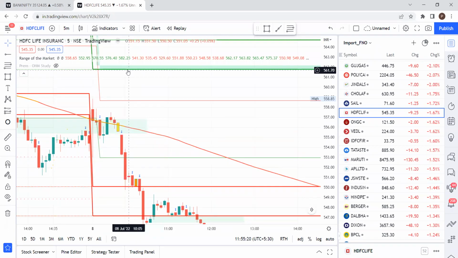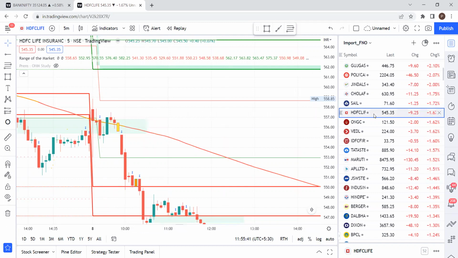Getting it? You're getting the point why I'm saying 2%. When a stock moves up from here, a rejection will be at 1% or 2%. That is where the rejection will happen. So when the stock is almost at 2%, you get the rejection from there, and if you short it, you make money. Getting the point why it is important?